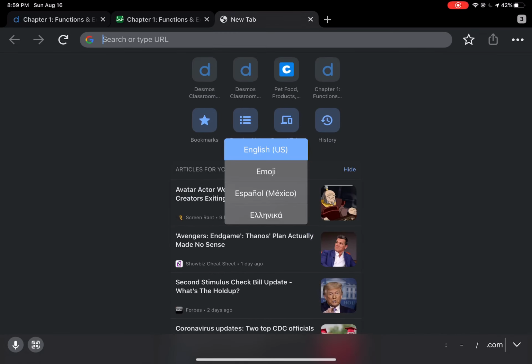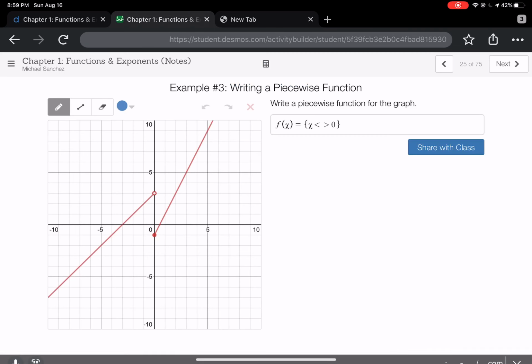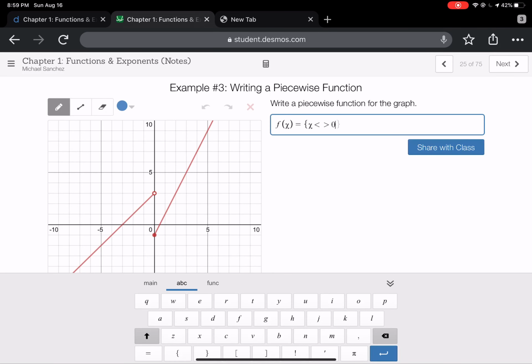Having some technical, there we go. Let's see if that works. There we go. All right, and then we're gonna have some function. Let's do it this way. We got a domain. Then we have a function, comma, another domain greater than 0, and then the second function.